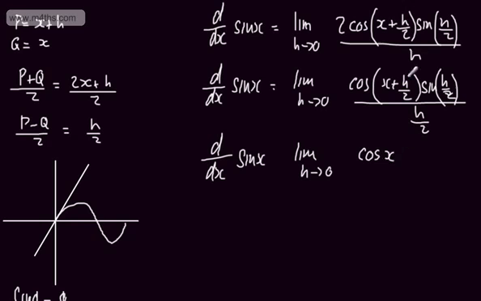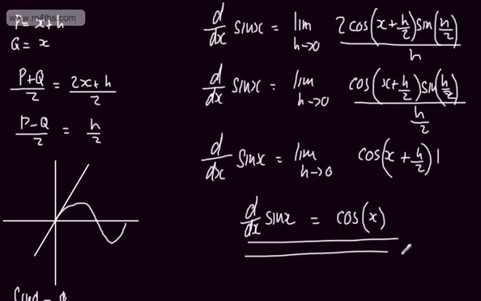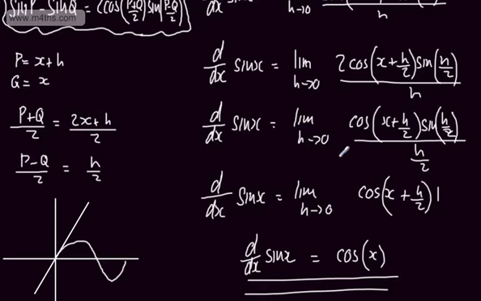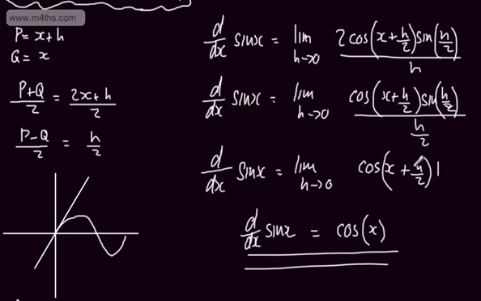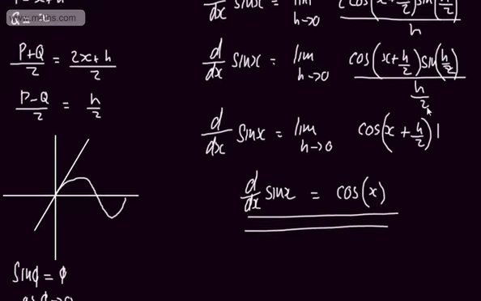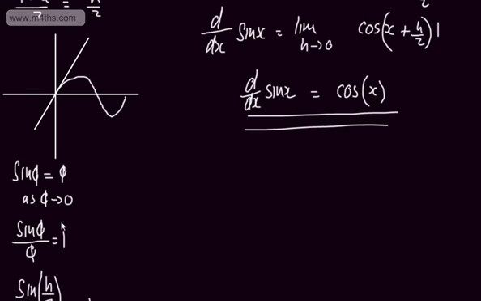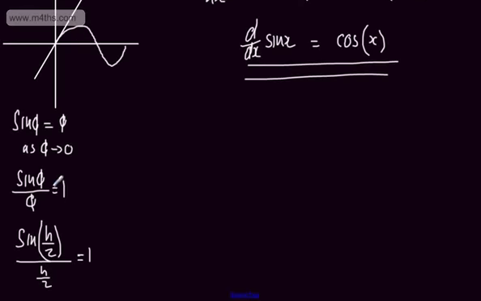Now just consider what's going to happen here. h over 2 is going to tend to 0, and this part is going to give us 1. So we can now say that the derivative d/dx of sine x is simply going to give us cos x. And that's one way of showing it. So we end up with the limit as h tends to 0 giving us cos x. We've seen that the sine of h over 2 over h over 2 tends to 1 as h over 2 tends to 0.